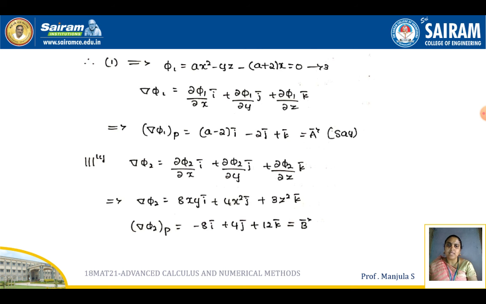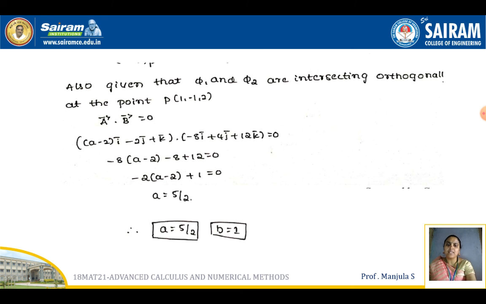So phi is there. You find del phi 1 with the help of the gradient formula. Substitute the given point in place of x, y, z, so that it can be written as a minus 2 into i cap minus 2 j cap plus k cap. Take that as vector A. Similarly, del phi 2: you define the formula and do the differentiation. After substituting the point, del phi 2 can be written as minus 8i plus 4j plus 12k. Take that as vector B.